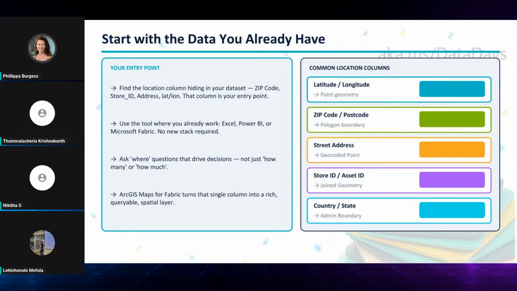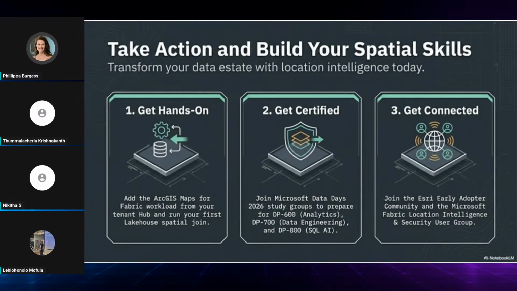So start with the data that you have. My number one thing would be to look at data sets that you're already working with and see if there is any kind of location data in that data set. Is there a longitude and latitude? Is there a zip code or a postal code? Is there a street address? Is there a store ID or an asset ID that you can join to geometry? Is there a county or state or administrative boundary? So number one is to see where the location information is in the data that you have, that you might have ignored before, that you can now start to integrate into your analysis and your visualizations.